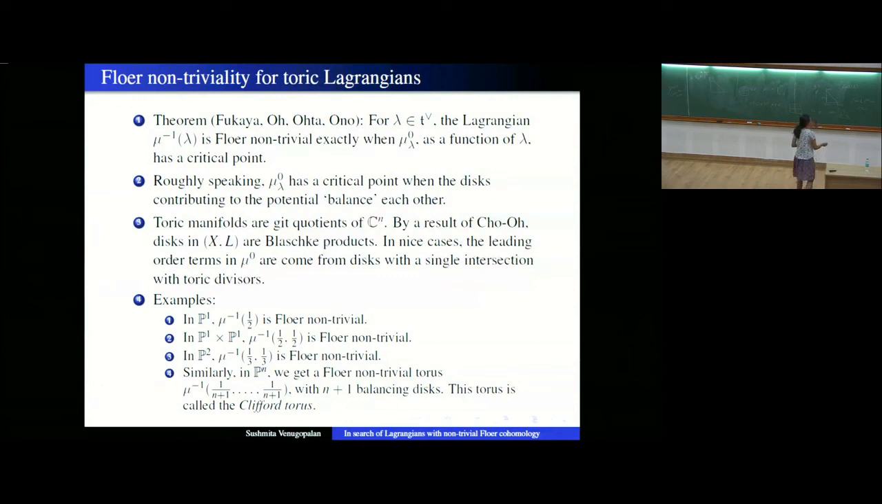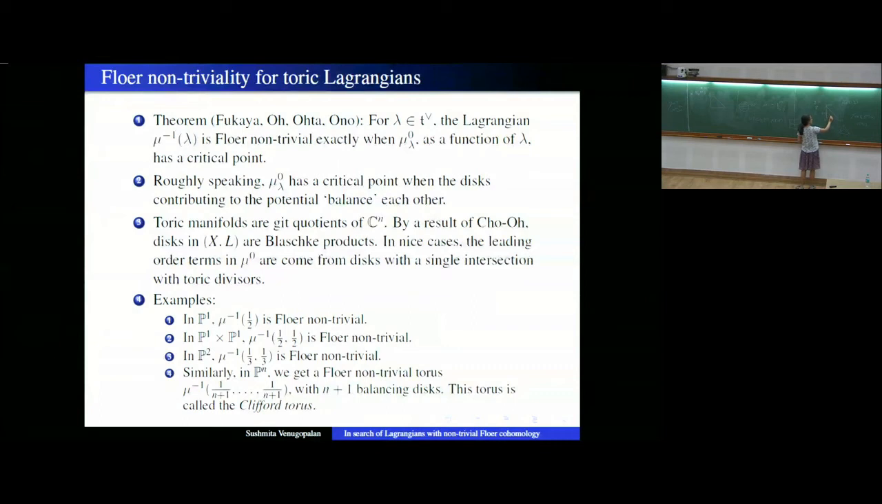So the next example is P2, where the Lagrangian torus with non-trivial Floer cohomology has coordinates 1/3, 1/3, and it has these 3 disks of equal area. And similarly in Pn, we'll have n plus 1 disks. So let me draw the P3 case. So here there will be 4 disks.